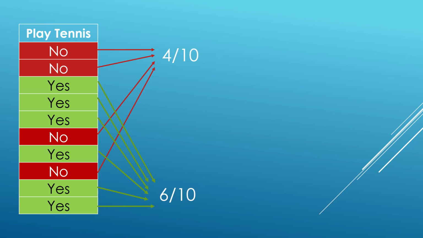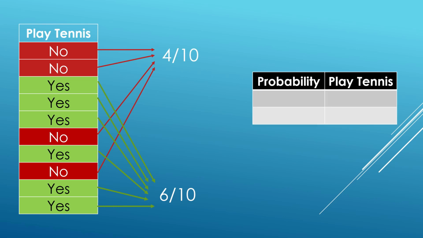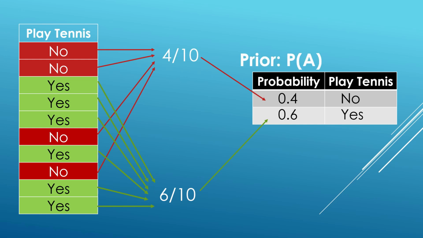Here we have written only the last column, and if you count the number of no's, it is 4 out of 10, and the number of yes is 6 out of 10. So for play tennis, the probability of no is 0.4 and the probability of yes is 0.6. These two probabilities are our priors: prior for no and prior for yes. If we are calculating for no, we will use prior 0.4, and if we are working on yes, we will use prior 0.6. Now we have to compute the likelihoods.